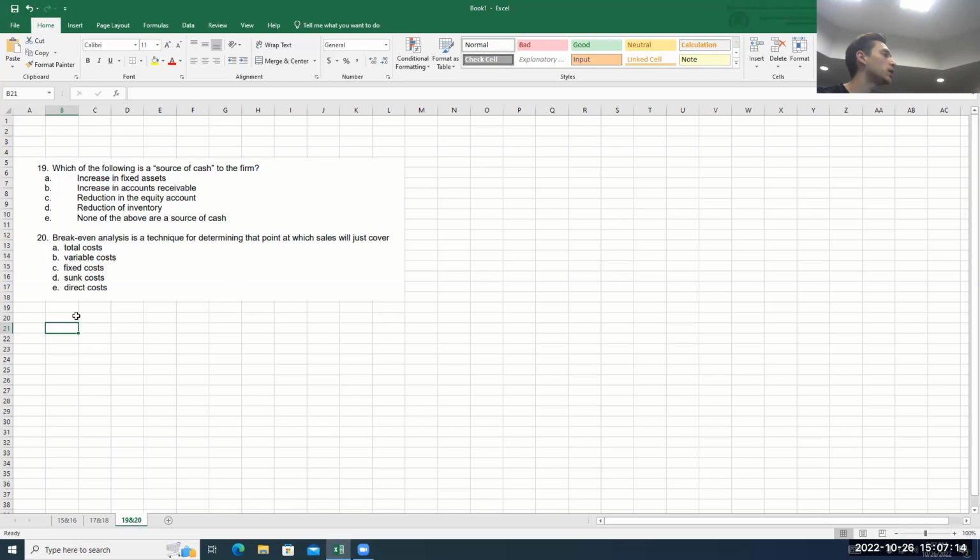Number 20, break-even analysis is a technique for determining that point at which sales will just cover total costs, variable costs, fixed costs, sunk costs, or direct costs. So in break-even analysis, the company is trying to determine that specific point where we will break even, covering all of our costs. That includes variable, fixed, sunk, and direct. It isn't trying to find a particular one. It's trying to cover all the costs to make sure that we're not negative. So it's going to be A.